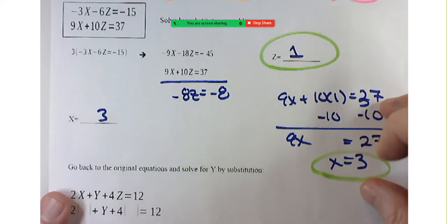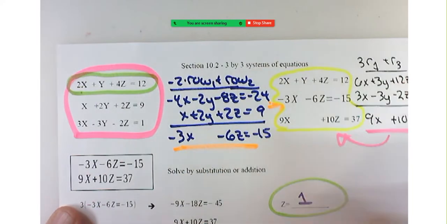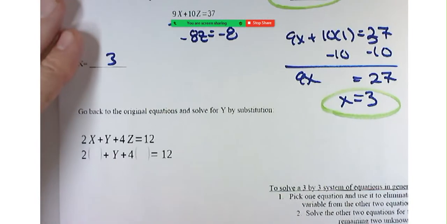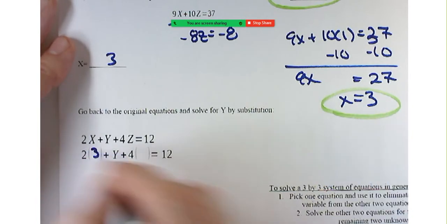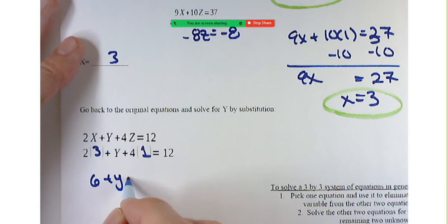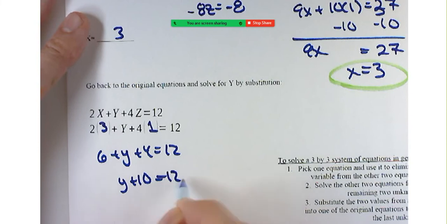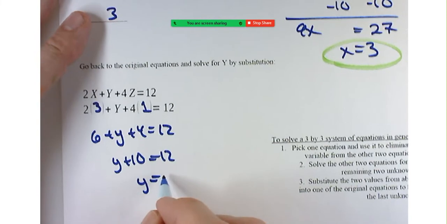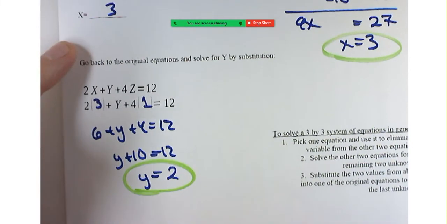Now that I've solved for those two, I've got to go back to one of the other equations and finish solving, this time for y. Now you can pick any equation here that you find convenient. I just chose the top one, just out of being systematic maybe. But I'll plug in the 3 for the x and the 1 for the z and get 6 plus y plus 4 equals 12. So y plus 10 equals 12, or y equals 2. And that's the third part of your solution.